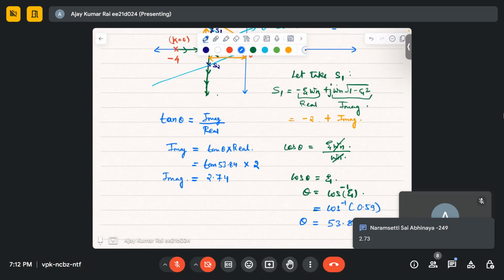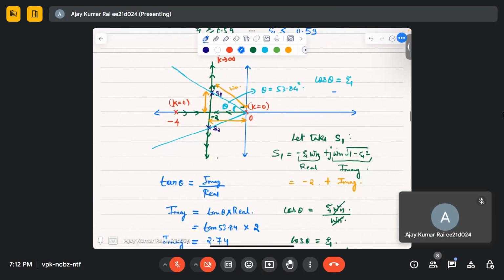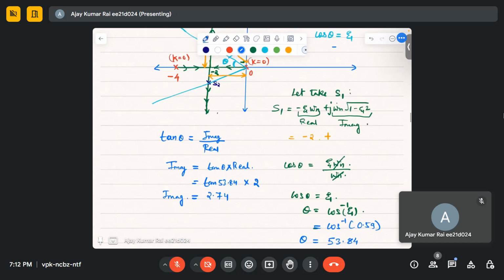Okay, I'm taking 2.74. So what I know is this S1, so I'm just substituting here with the calculated value. So now this is j 2.74. Okay, this is minus 2 plus j. So this is the value.